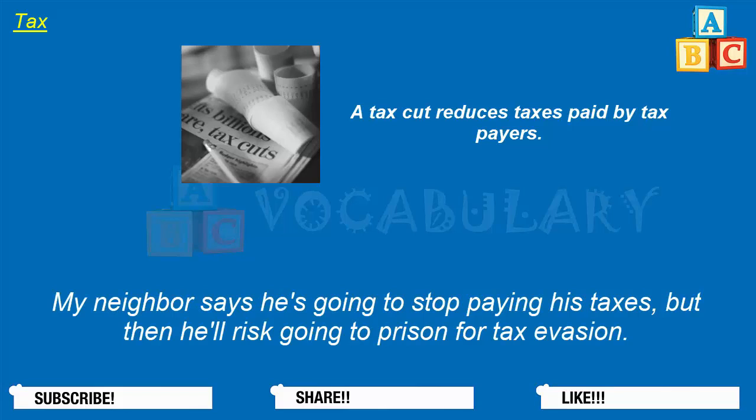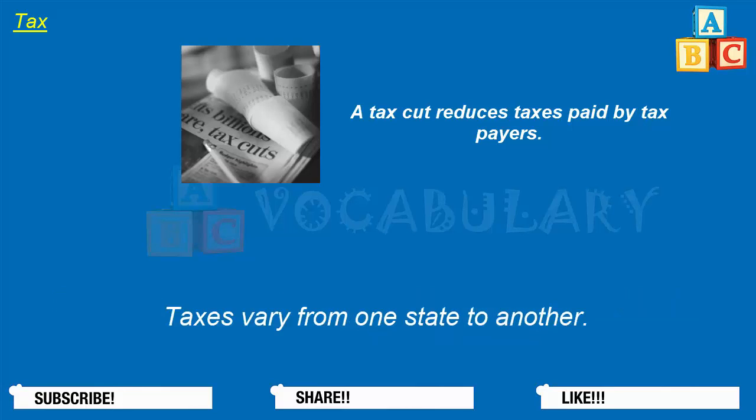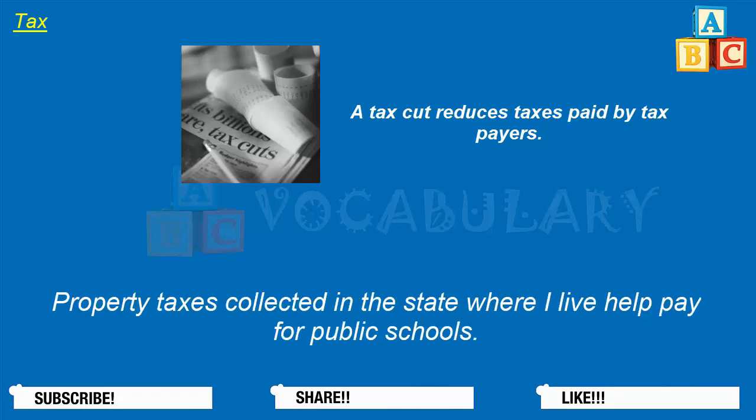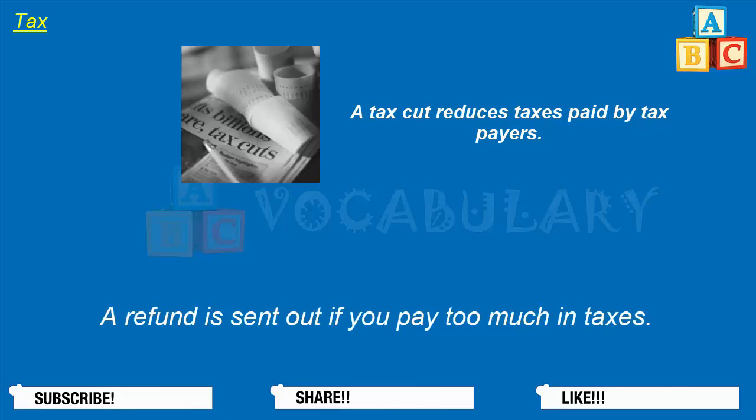My neighbor says he's going to stop paying his taxes, but then he'll risk going to prison for tax evasion. There's a 6.5% tax on goods sold in this state. Taxes vary from one state to another. Property taxes collected in the state where I live help pay for public schools. Taxes are due on April 15th every year. A refund is sent out if you pay too much in taxes.